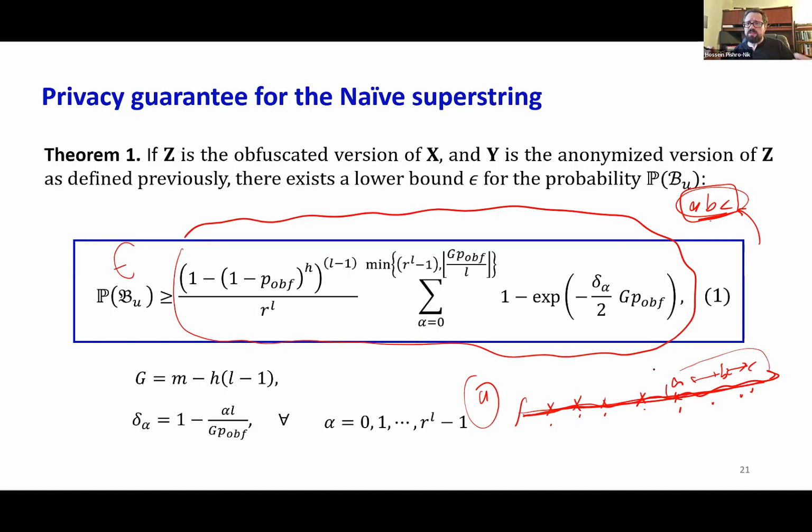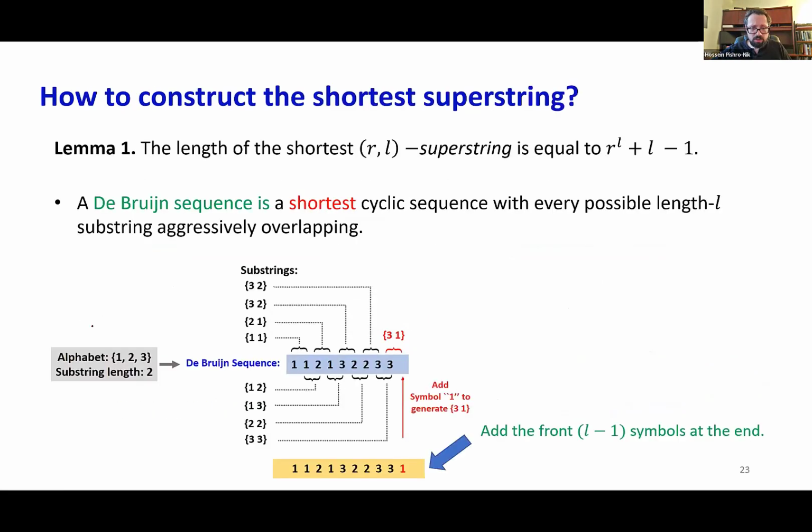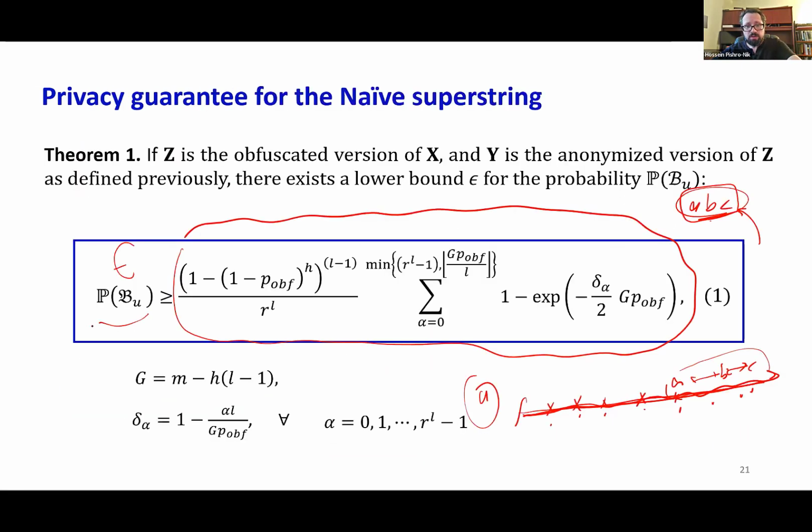Now, it turns out these two events are not independent, but you can do a trick and define a slightly different version of them that can become independent, and then you can compute those probabilities and obtain a bound on this privacy guarantee. So I'm not going to go into more detail on that.